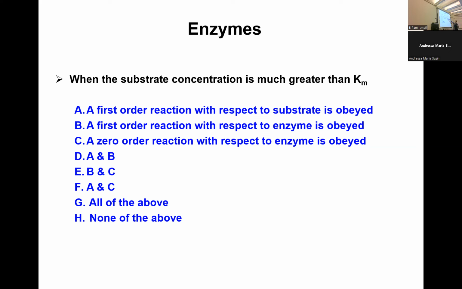That's what first order means. That means the rate of the reaction changes with the concentration of the enzyme. But at this high concentration of substrate, the rate of the reaction is not impacted by the substrate anymore. It's zero order with respect to the substrate.